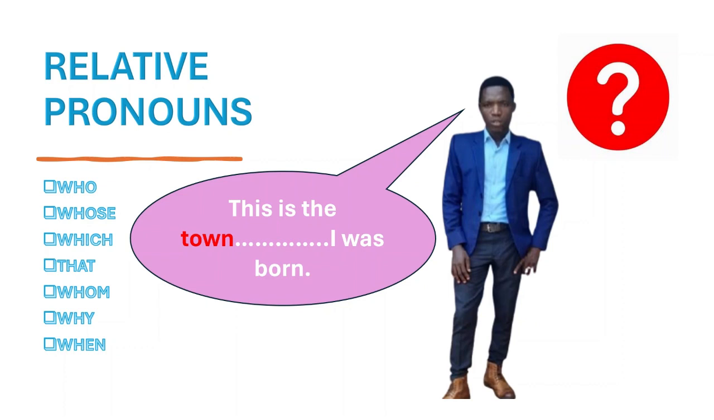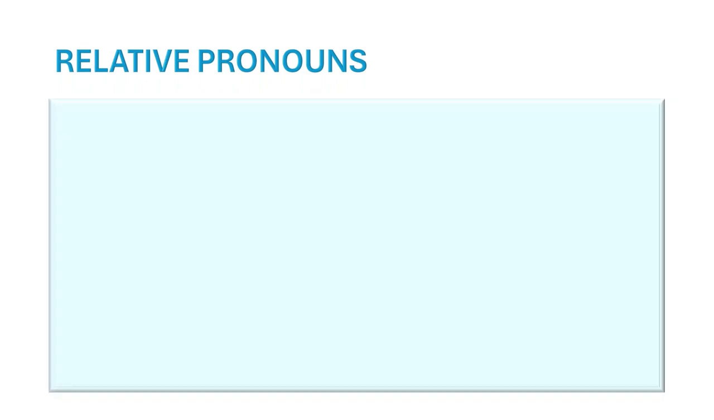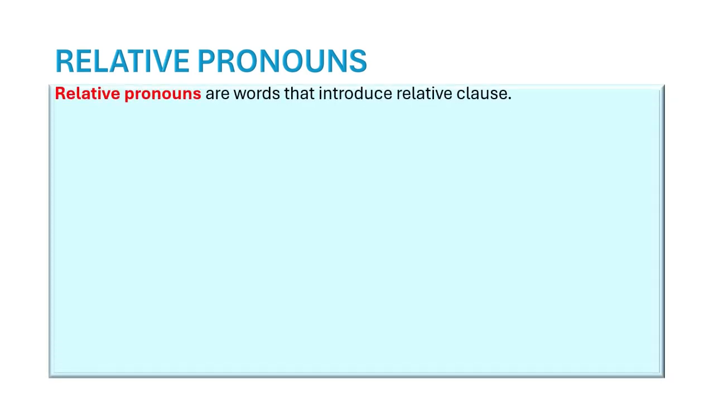Relative pronouns include who, whose, which, that, whom, why, and when. What is a relative pronoun? Relative pronouns are words that introduce a relative clause. So relative pronouns come before it and start the relative clause.